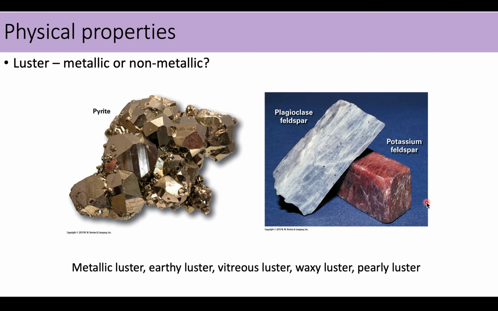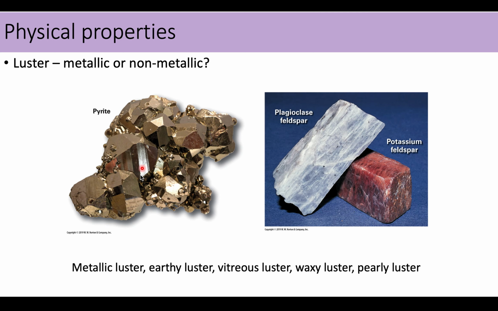We also have luster. Luster has to do with how the mineral looks. There are many different ways to label luster. The main difference that we're going to focus on in this class is just metallic or non-metallic. So pyrite, for example, is metallic.